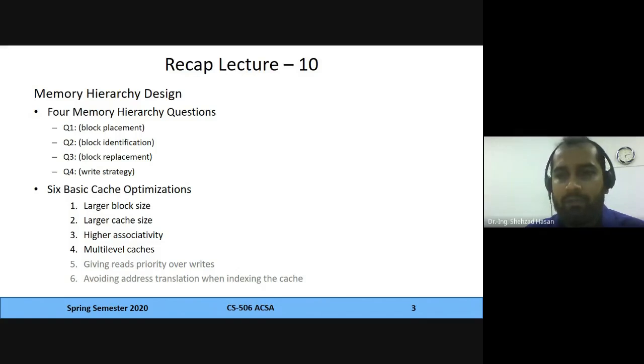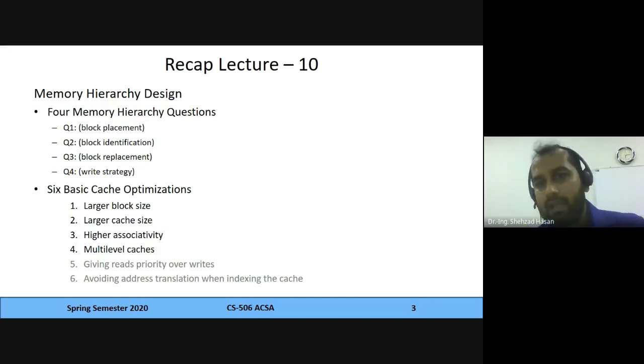So our target was what can be the different optimizations to reduce the average memory access time of the whole memory hierarchy, right? So we were only looking at the time parameter. We were not talking about anything else like power or cost or something else. So we looked at 4 of these optimizations in the last class, like larger block size.